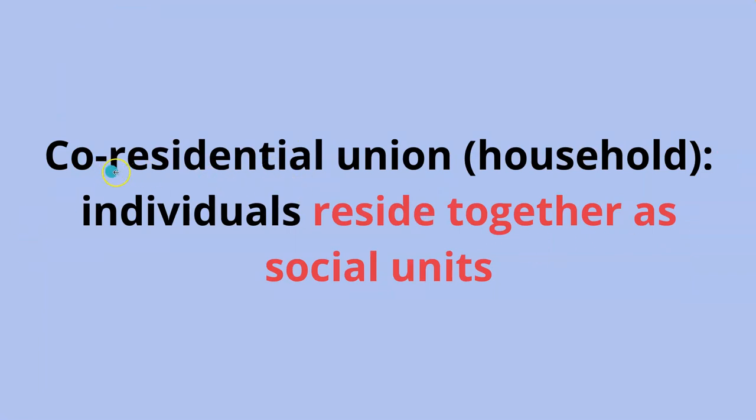Alright, so the co-residential union, as a basic format of union formation, is defined as individuals residing together as a social unit. So it could be not only groups of adults but also multiple generations, such as living with grandparents, living with others, living with adults and children. In the large meaning, these are co-residential unions.